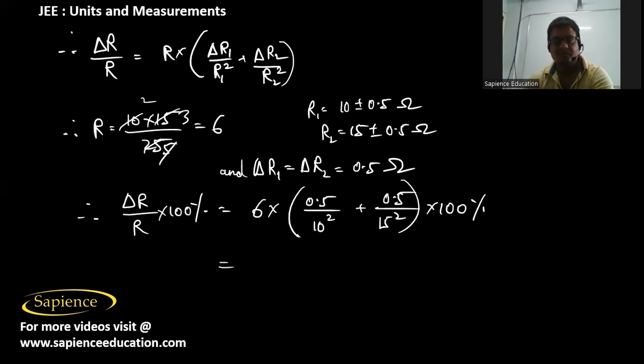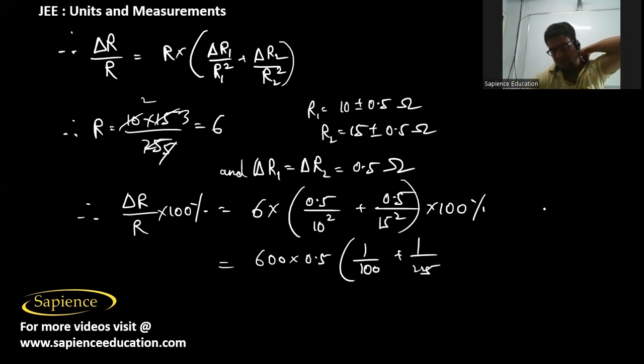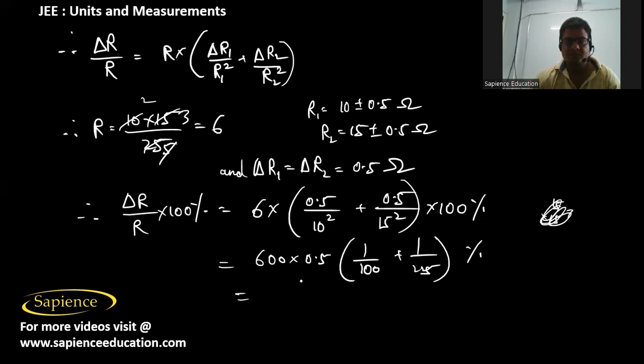So this will be equal to 600 into 0.5 into 1 by 100 plus 1 by 225. Since 15 squared means 15 into 15 is 225. So this much percent, this will be equal to 0.5, so it is 300, 300 by 100 plus 300 by 225. So the zeros will cancel, so this is 3.